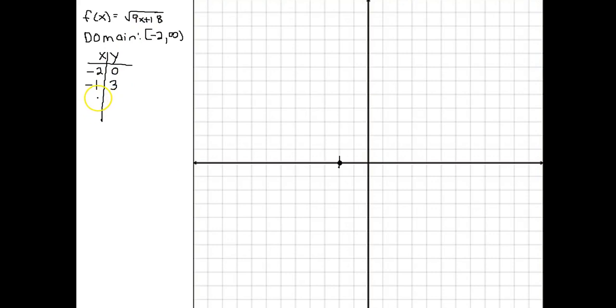0 is the square root of 18, so let's see, do I really want to do that? 1 is the square root of 27. 2 will give me the square root of 36, which is 6. That's probably enough. -2, 0, -1, 3, and so on up to 6. So, that gives me an idea of what the graph looks like. But I could also use my transformations.